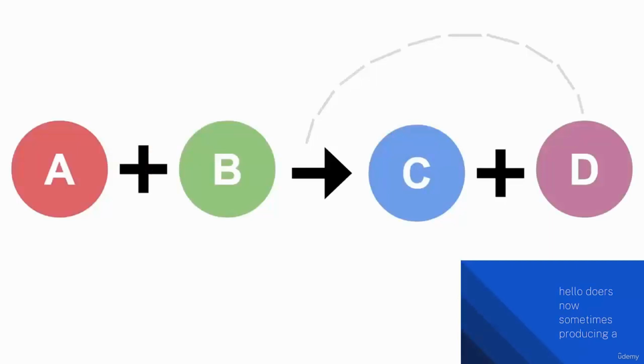Hello doers. Now, sometimes producing a product leads to the creation of other products as part of the manufacturing: byproducts. They can be sold, they can be recycled, or they could also be considered waste. Now, in any case, byproducts will share part of the main product's cost of production.